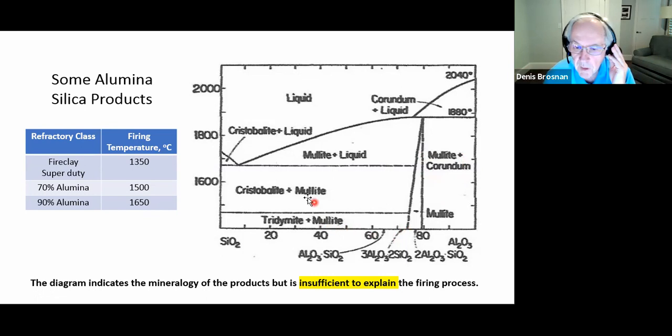Now, if we want a little bit of liquid present to help sintering any of these products, which we do, this diagram says we have to get up to pretty high temperatures, up to the eutectic temperature here, in order to get some liquid. So obviously, if we fire these at lower temperatures, something else is going on. Something else is contributing to liquid formation. And so the two-component diagram, this one, is just insufficient to consider what is happening.